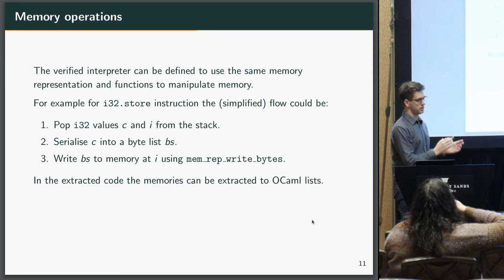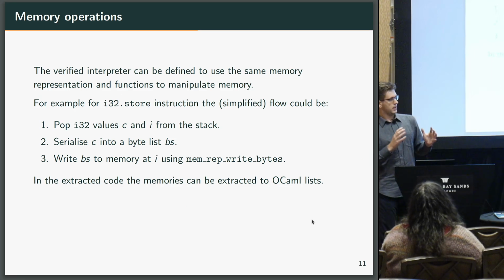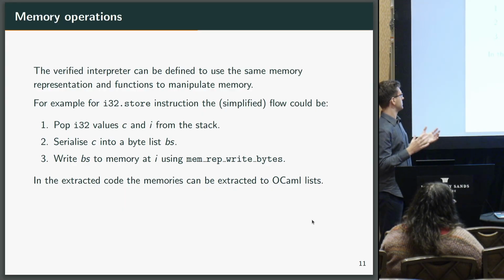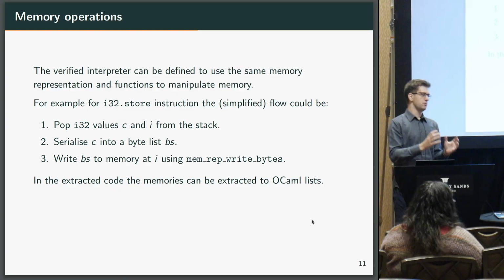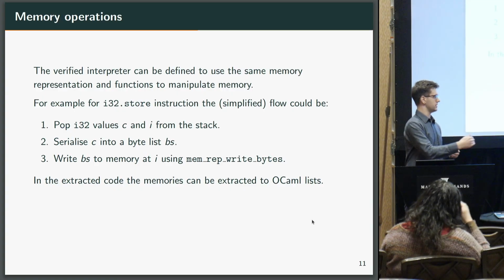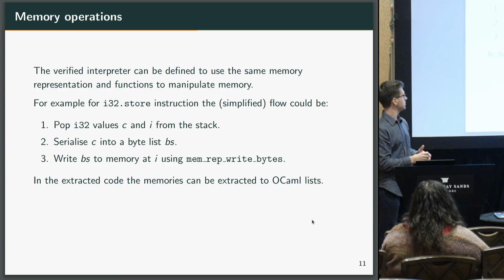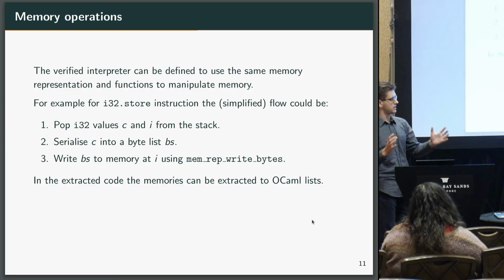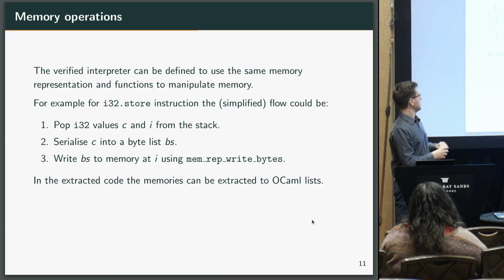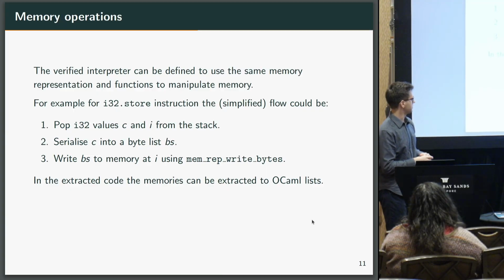So an interpreter does not necessarily have to use the same representation and the same functions to model WebAssembly memory. But if you want to verify it, perhaps the easiest way is to remain close to the semantics and use the same representation. So for instance, if we use the same representation of memory, the flow for the i32 store instruction could be simplified in this way.